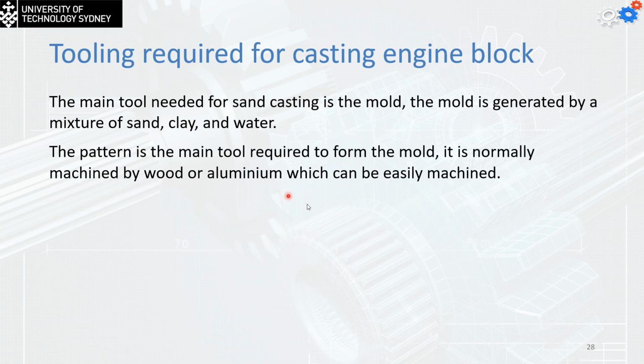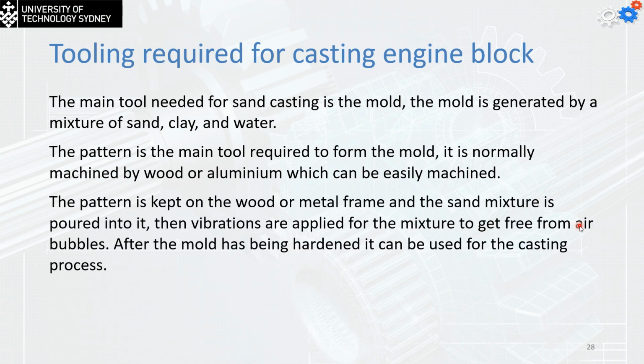The pattern is going to be the main tool required to form the mold cavity, and it is normally machined from wood or aluminium, which can be easily machined. Sometimes we machine it with plastic. Now I'm talking about the sand casting operation. I'm not talking about any loose pattern operation now. The pattern is going to be kept on the wood or the metal frame, and the sand mixture is going to be poured over it. Then vibration is applied for the mixture to get free from air bubbles, and after the mold has hardened, it can be used for the casting process.